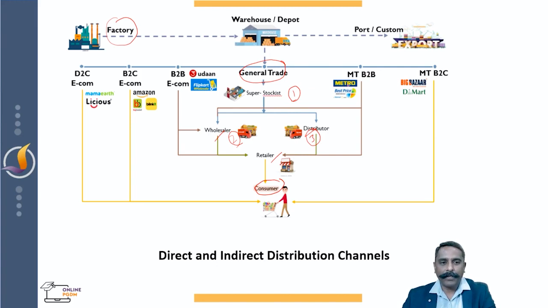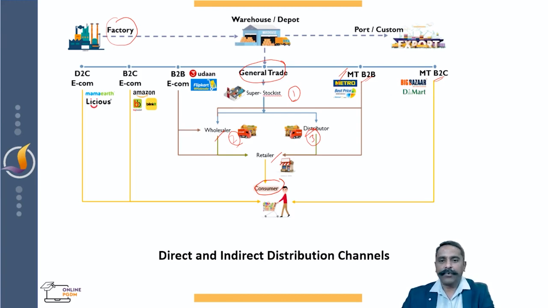Similarly, when we talk about modern trade, as I said, this is more about organized retailing. Now this modern trade in itself can be B2B and B2C. When you talk about B2B, there are retail outlets like Metro Wholesale and Best Price, which are typically not meant for consumers, but for small businesses. And modern trade B2C will include organizations like Big Bazaar, now renamed Smart Bazaar. Then you have D-Mart, outlets like Pantaloons, Shoppers Stop, and all others will be a part of this channel, right?